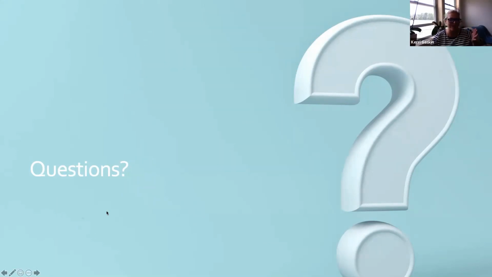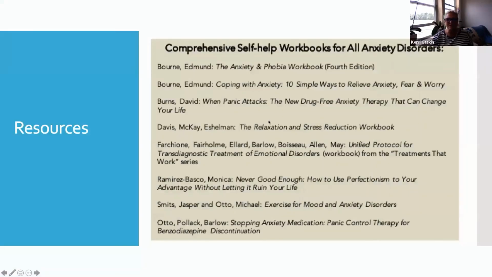And so while we're talking about that, I'm just going to pull this screen up. These are some of the resources that I use. If you're looking for self-help workbooks for anxiety disorders, they're on the screen, various workbooks to help. I'll leave that up there for a moment. And then I'm going to show you some for generalized anxiety disorder. So this is for all anxiety disorders.